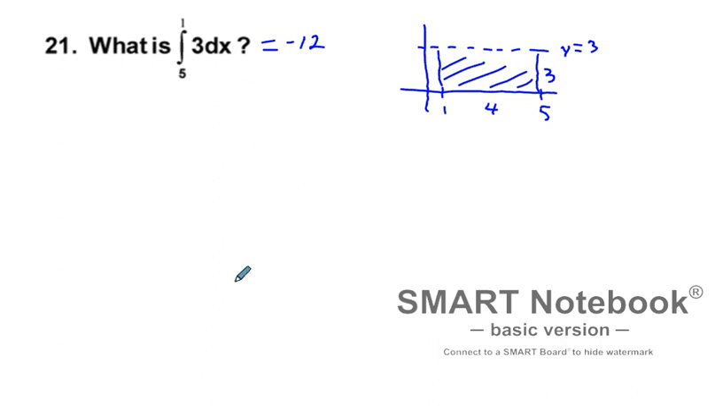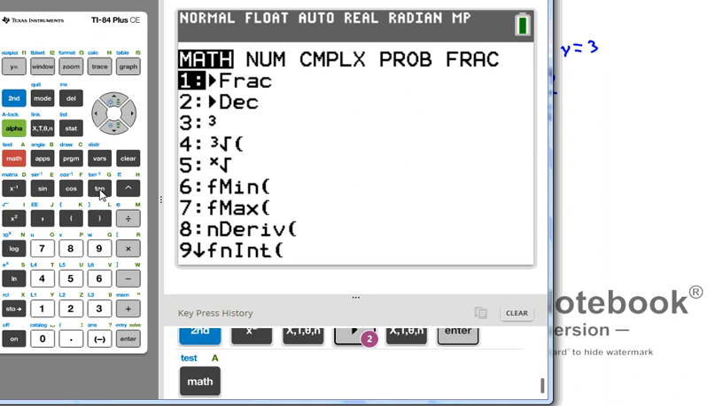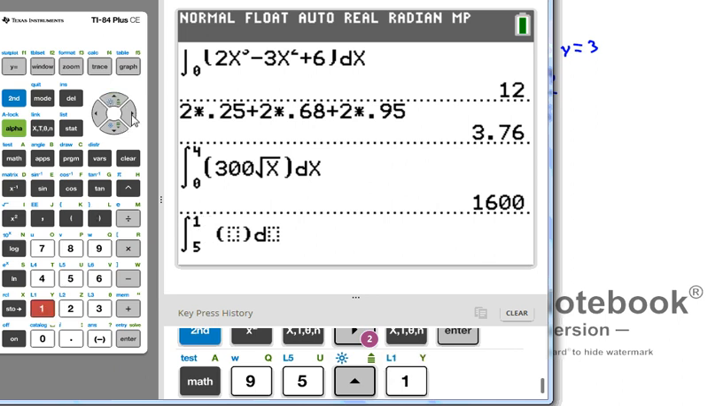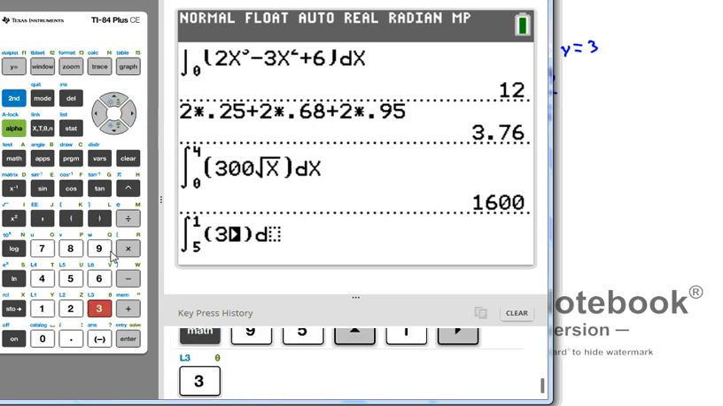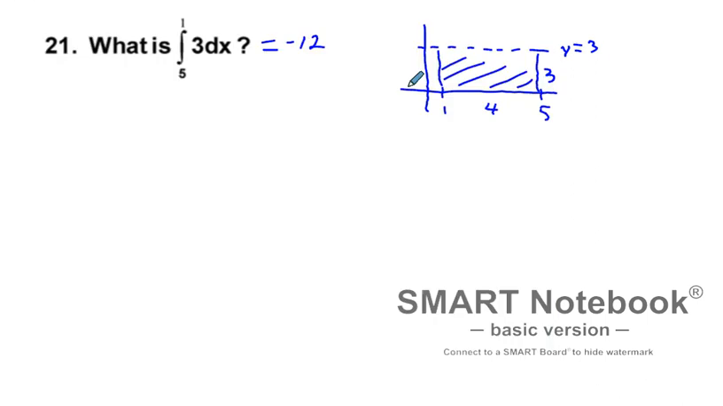So let's go ahead and look at our calculator too. Again, math 9. We're going to go from 5 to 1, 3 dx. We should get negative 12. There you go. That will be our answer.